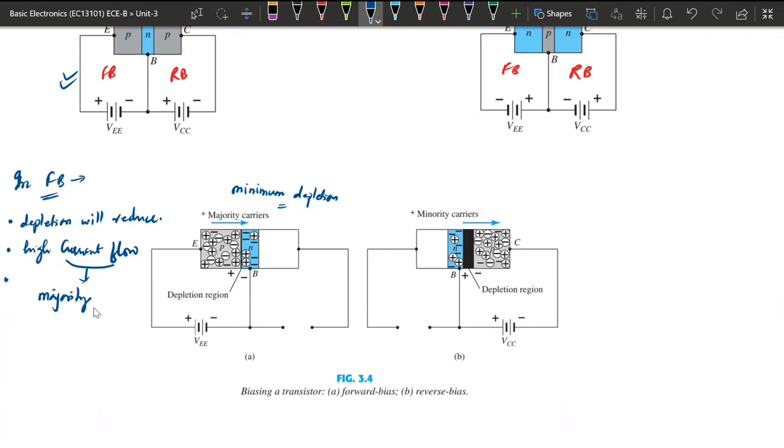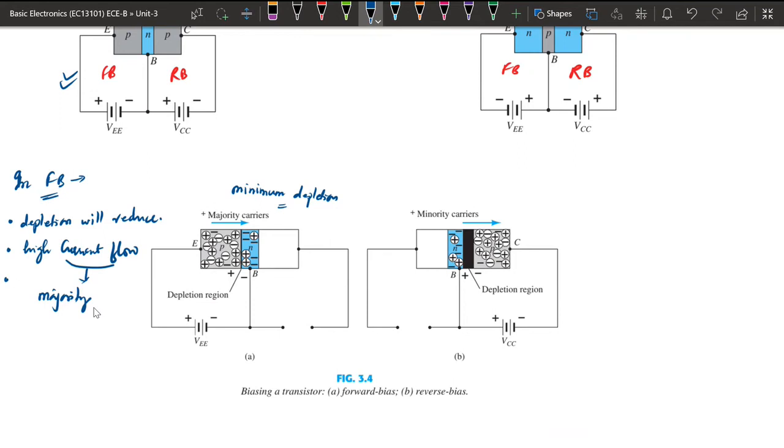So here the majority carriers will be, suppose this is P region, so holes will be here in majority. So these majority holes will be moving to N region, and that will be constituting the current flow. So this is the case of forward bias.